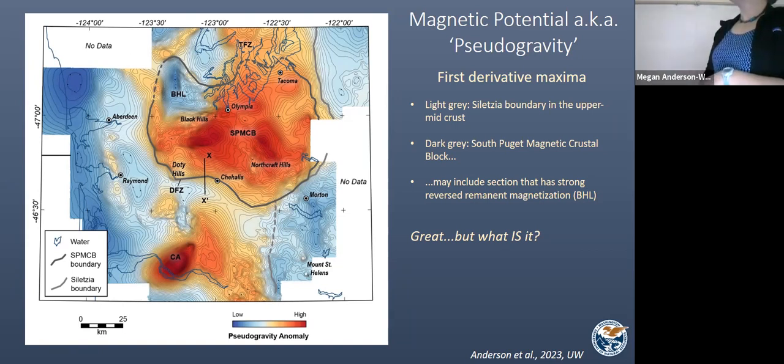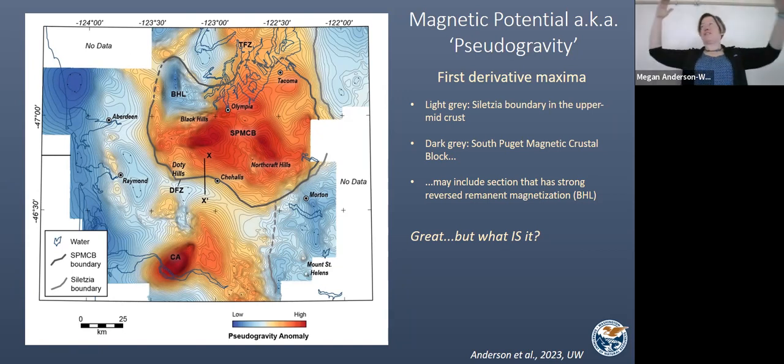And so we think that that's actually still part of the anomaly. It was just developed during a time when we had a magnetic reversal. And it's an interesting L-shaped feature, which is interesting. Okay, so there it is, great. But what is it? What is it, right? And we were trying to figure this out.